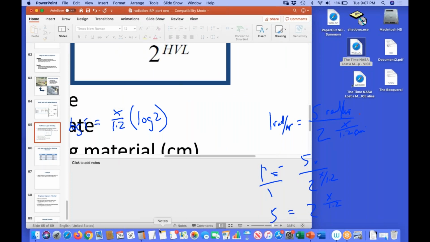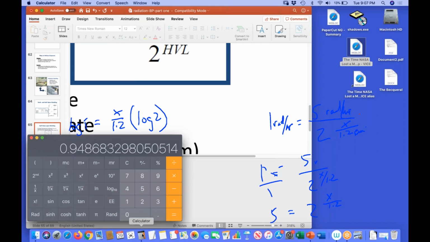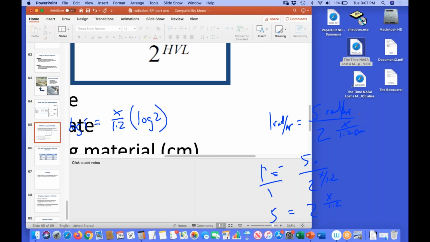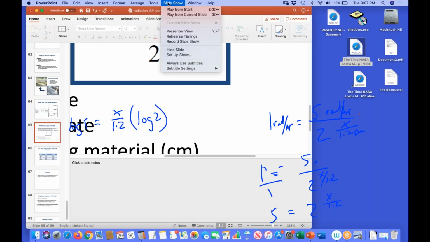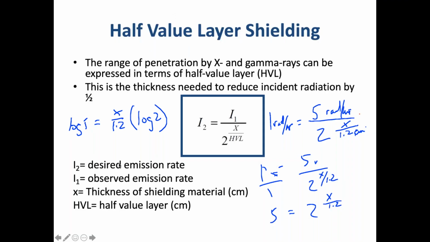Okay, so the logarithm of 5 is 0.698. Let's call it 0.70. Logarithm of 5 is 0.70, and now I need the logarithm of 2. Okay, good, thanks. Okay, so the logarithm of 5 is 0.70. I have to find a better way to do this. This is just too frustrating.